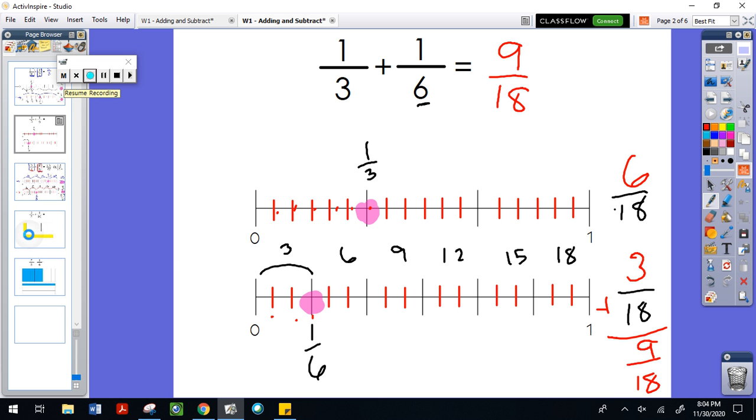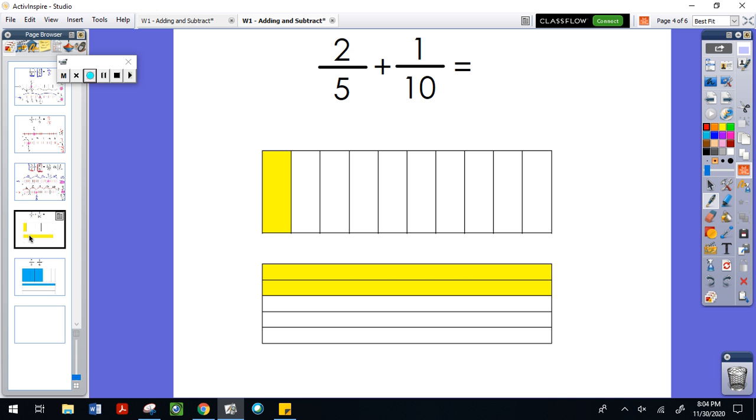All right, so now let's review using area models that we talked about earlier this week. So we have the fraction 2/5 plus 1/10. Well, we can see that on this bottom row, we have 2/5. And then in this one, we have 1/10.